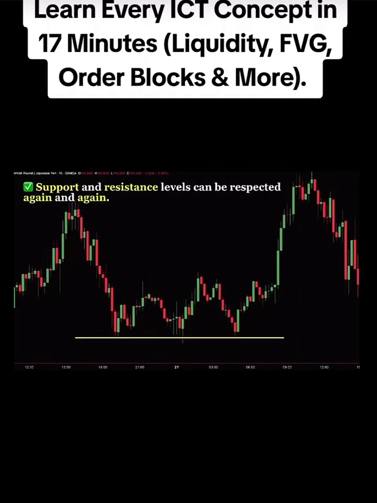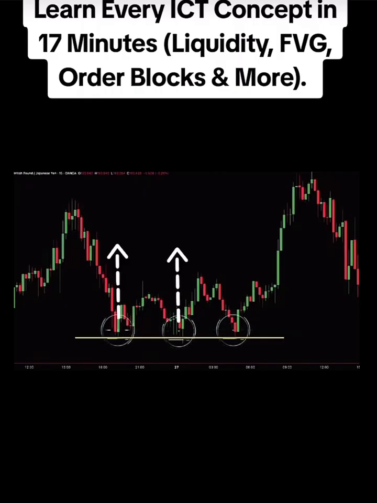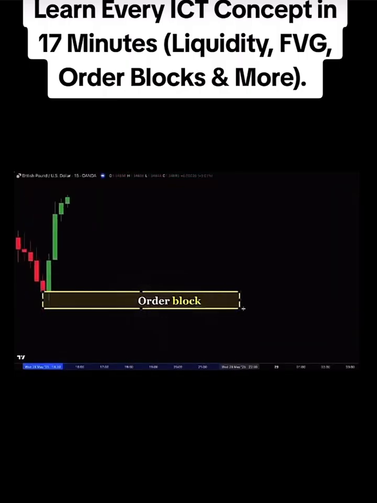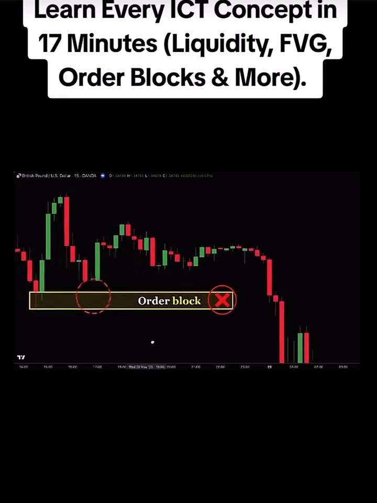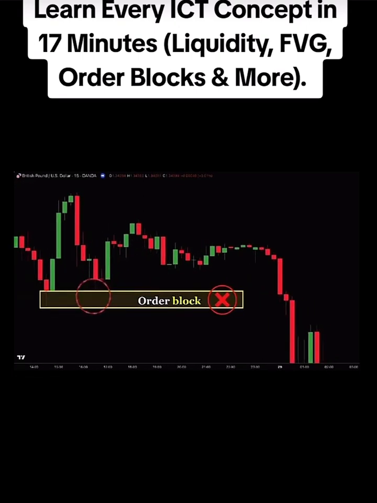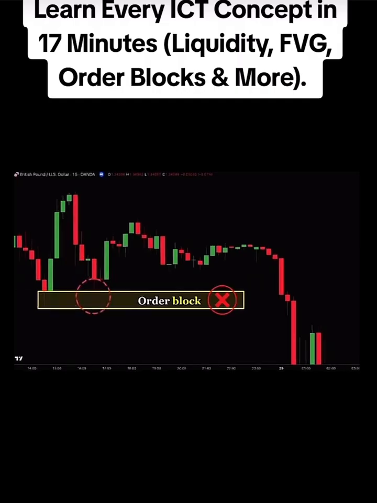Support and resistance levels can be respected again and again. Price might bounce off a strong support level 5 times over weeks. Order blocks don't work that way. They're more like a one-time window of opportunity. Once price revisits an order block and reacts, that area often loses its power. Why? Because the original orders that caused the move have likely been filled. The smart money has done its job and moved on.